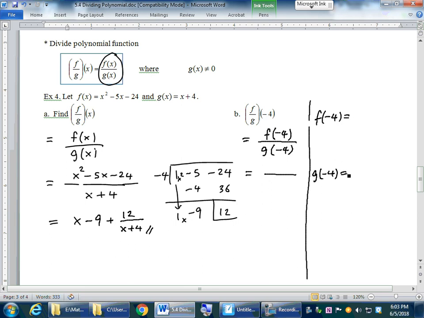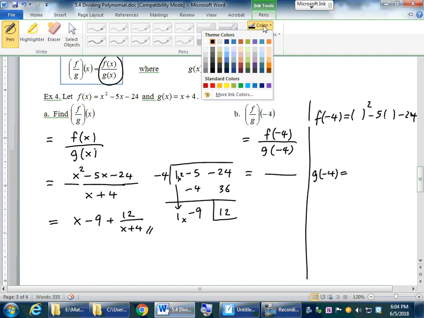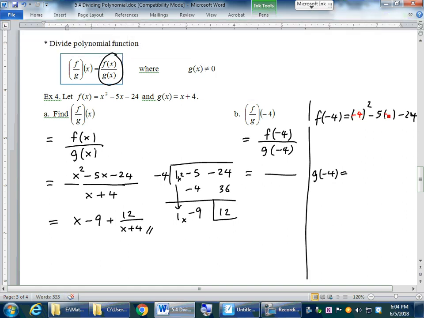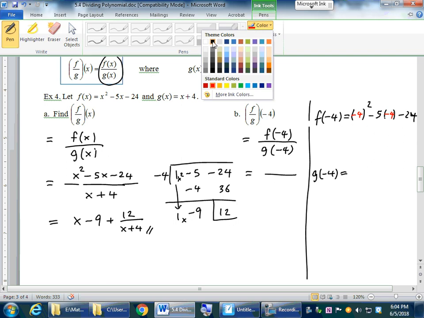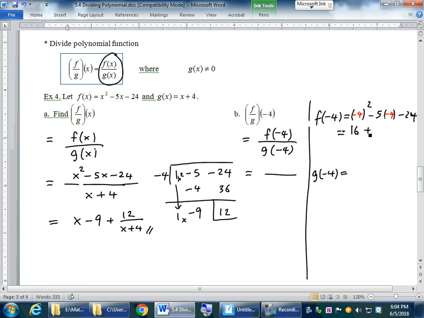So f function is input squared minus 5 times input minus 24. So I'm going to be substituting my input, which is negative 4, evaluating this will give us 16 plus 20 minus 24, which is 12. For the second one, that will be input plus 4. So that's basically negative 4 plus 4, which is 0. So I got 12 over 0, which in this case is undefined, is my final answer.